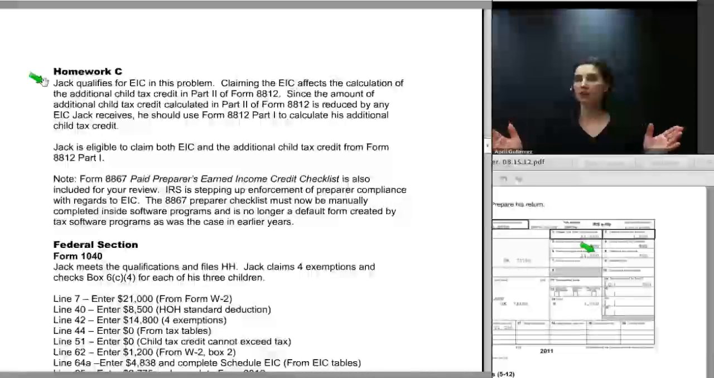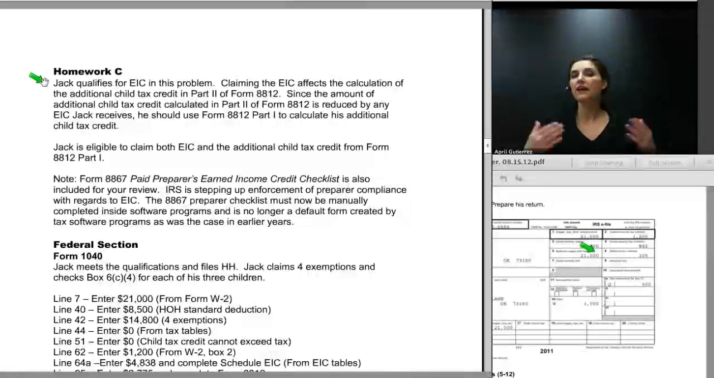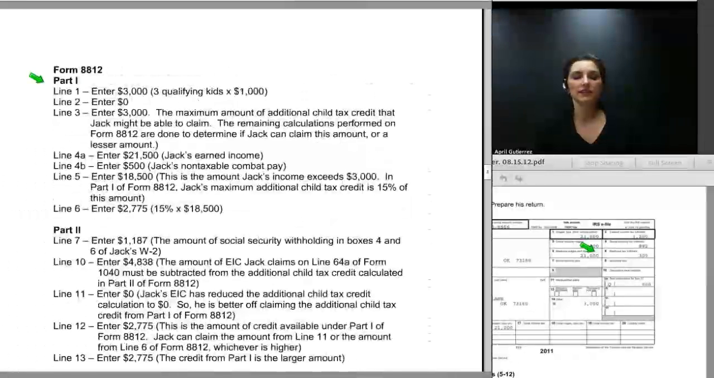Jack in this assignment is claiming the earned income credit because we've made him single, and because he's maintaining a home for himself and his 3 children and he's not married, he's going to qualify for the head of household filing status, and now that he's head of household, he gets the earned income credit. So let's see how things change when he gets EIC.